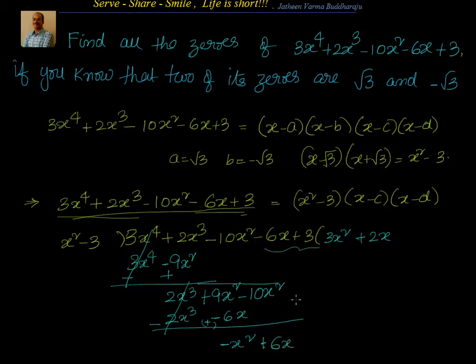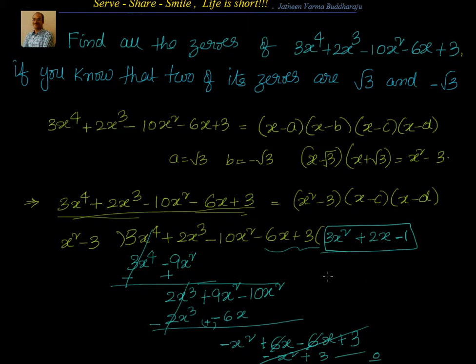Then I have to get the next terms. The next terms is minus 6x. Then I have plus 3. So 6x will cancel. I have minus x square plus 3. Minus x square divided by x square is minus 1. So I will have minus x square plus 3. And you will see that everything cancels out. You get 3x square plus 2x minus 1 as the quotient.